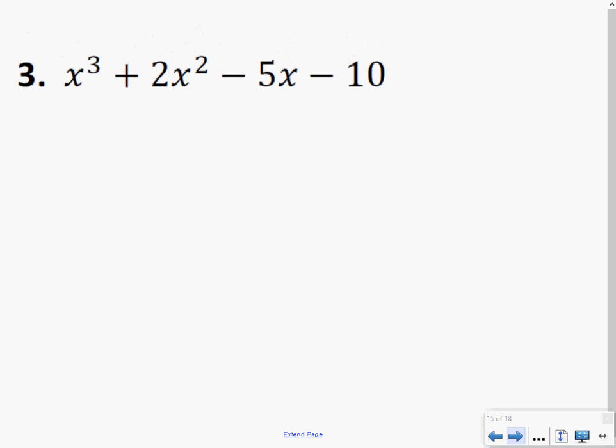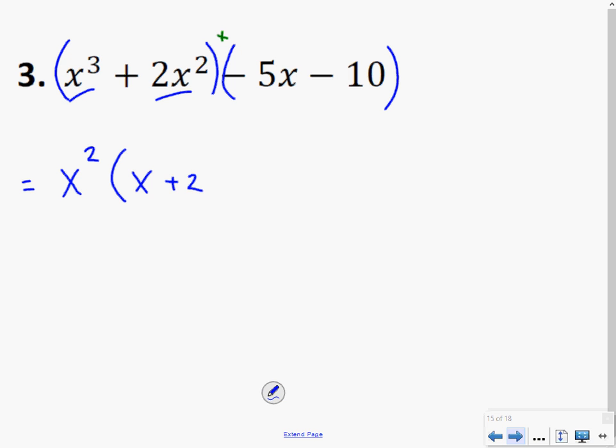Okay, so for number 3 here, we need to start by establishing our groups. Okay, again, we have this minus sign, so we're going to include it in our second group. We're going to put a plus sign here. Okay, GCF for the first group is x squared. When we go back and divide each of these by x squared, we get x plus 2.